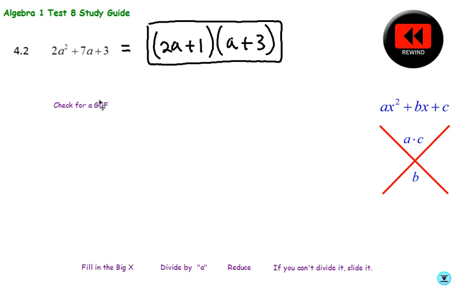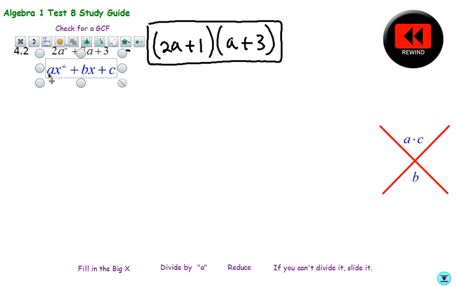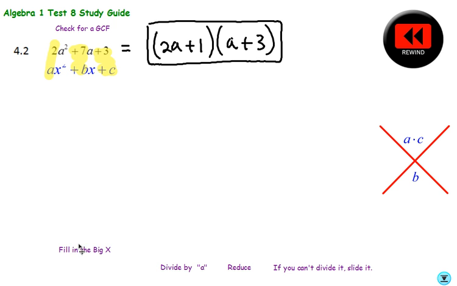So again, checking for a greatest common factor, because we're always doing that. And I notice there's not a number that goes into 2, 7, and 3. So that's where I go ahead and fill in my big X. I'm always making sure that I correctly identify my A, my B, and my C. In this one, my A is equal to 2, my B is equal to 7, and my C is equal to 3. So there's my A, B, and C. I'm going to go ahead and fill in the big X.